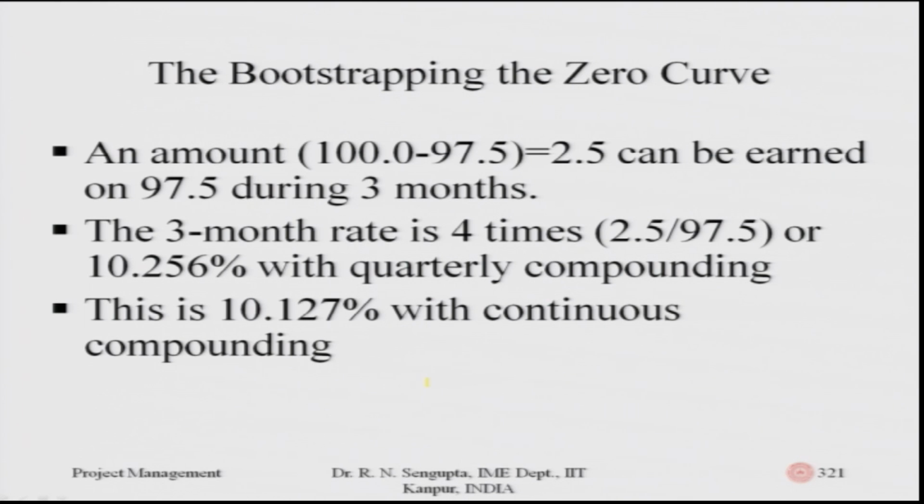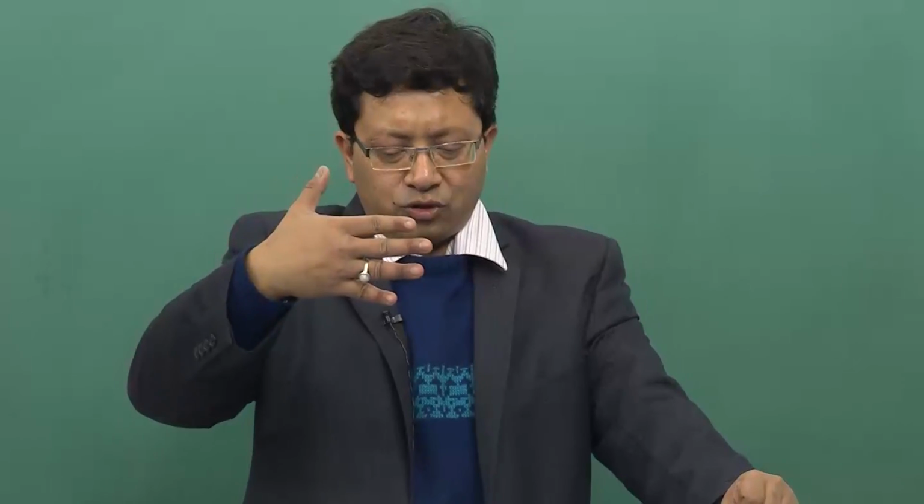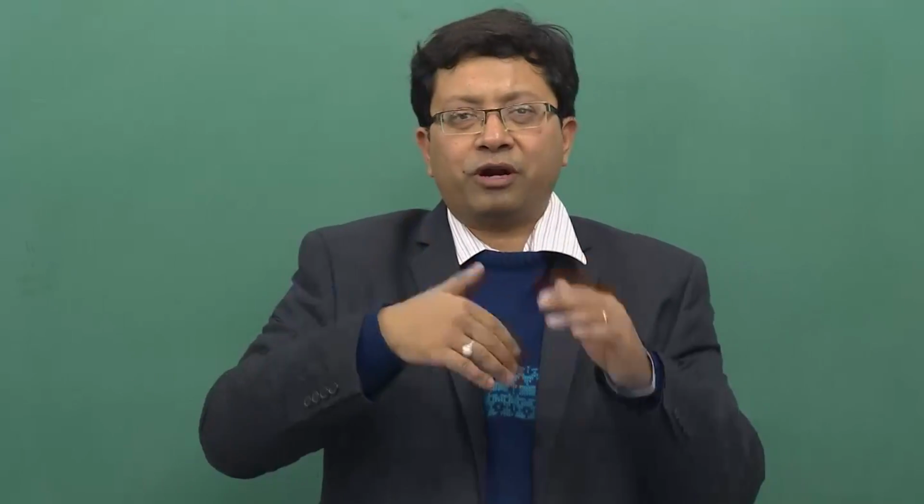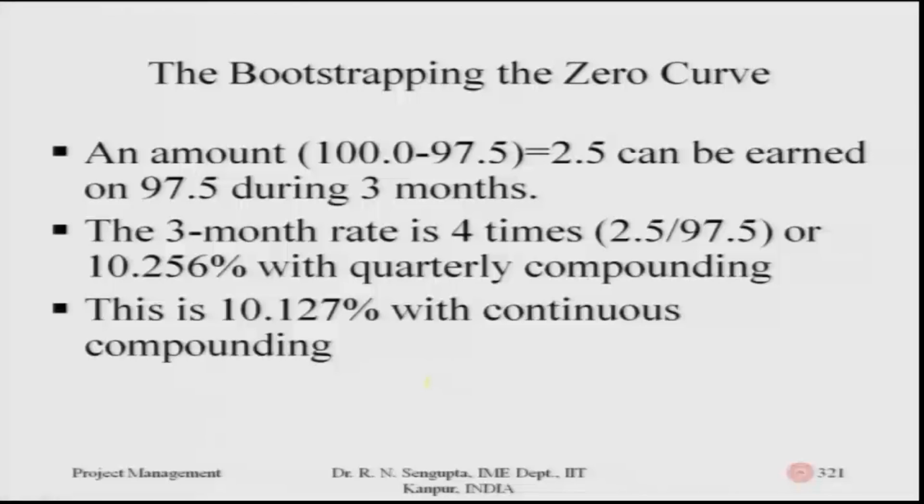If I consider the face value of the so-called project as 100 and 97.5 is the value, hence 2.5 can be earned on an investment of 97.5 during the 3-month period, because the time frame was 0.25. This 3-month rate would be, because 3 months means in a year there will be 4 times, 4 multiplied by 2.5 divided by 97.5.